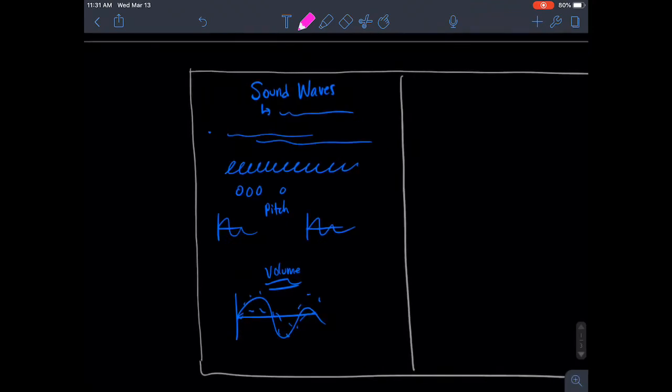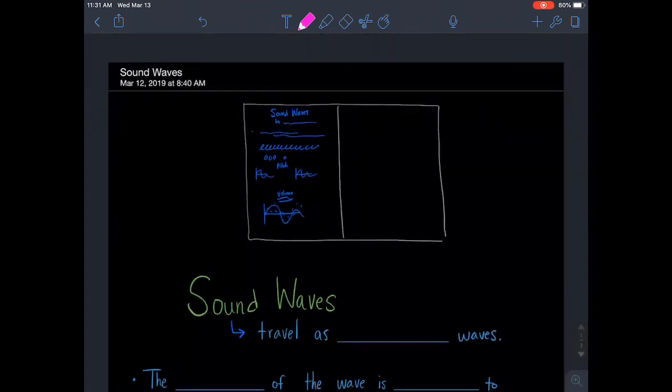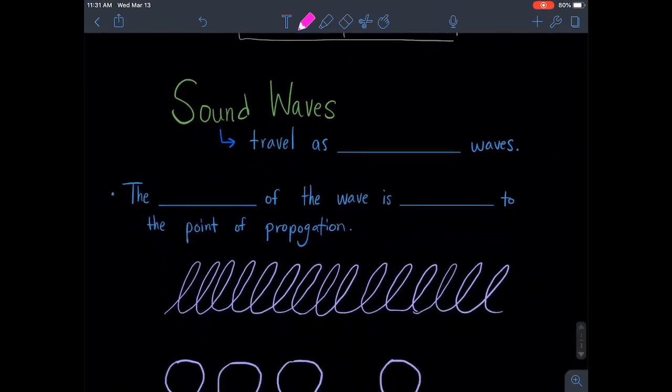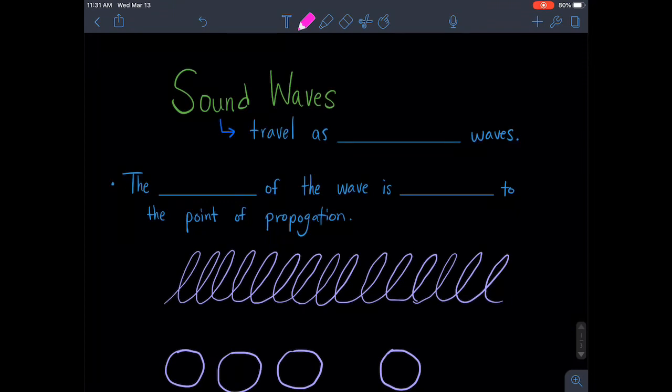We show the type of wave it is. We show what happens when we change our pitch and what happens when we change volume. So if we dig in here, we're going to start by looking at sound waves. Sound waves travel as longitudinal waves.